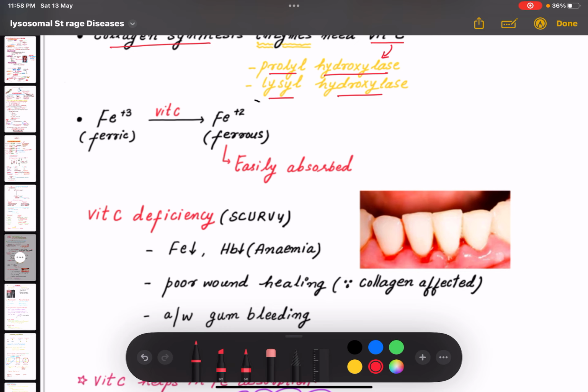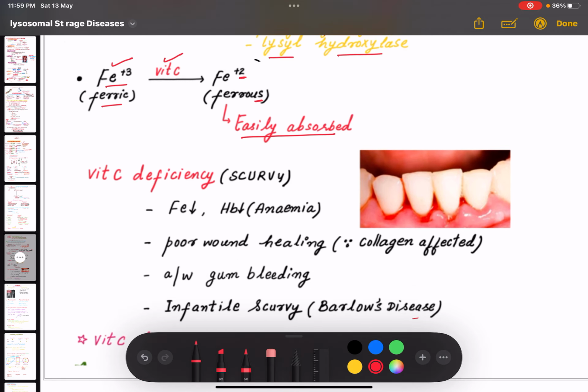See, Fe3 positive is the ferric form of iron, and Fe2 positive is the ferrous form of iron. How to remember? Ferrous, you can see S at the end of ferrous. So remember, Fe2 positive is the ferrous form of iron, and this is easily absorbed. How is it going to occur? The ferric form of iron gets converted into the ferrous form of iron with the help of vitamin C, and the ferrous form of iron is easily absorbed.